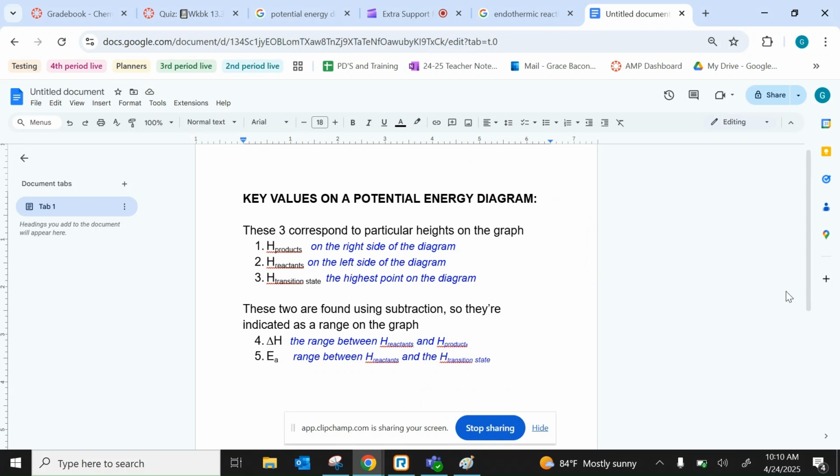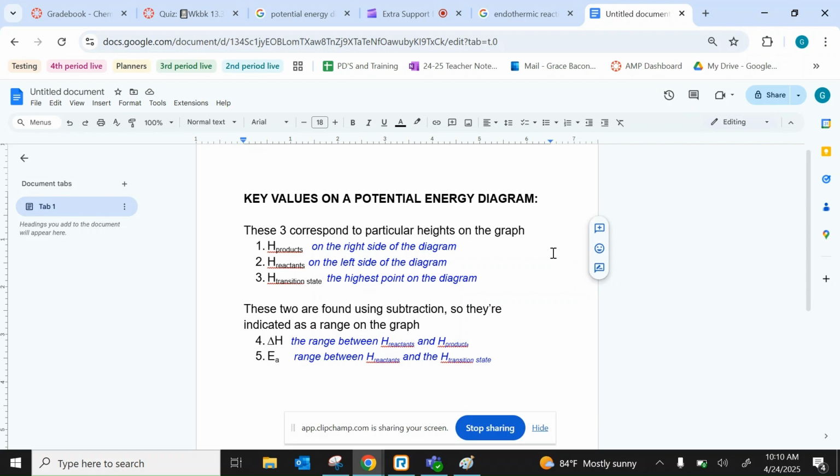All right, so I wanted to make a quick video to give you guys a little bit more support with the potential energy diagrams. It looks like a lot of people were having trouble with workbook 13.3. There will be similar questions to this on your upcoming quiz for this week, as well as your exam that we have coming up soon.